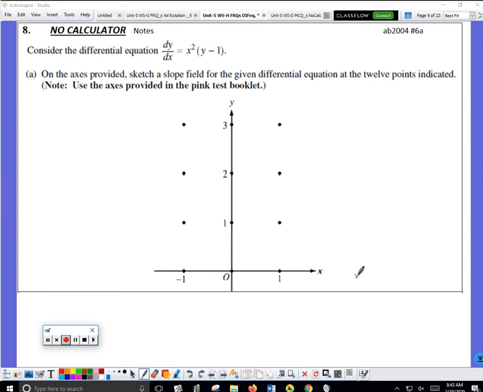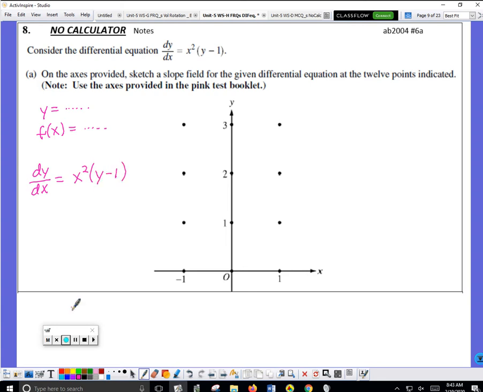dy/dx means the tangent slope of the graph of y. So there's some graph out there, y equals something or other, I don't know what. Or you could call it f of x equals something. I don't know the equation. This is saying the derivative, or tangent slope, of that equation follows this formula. So the derivative of the equation is x squared multiplied by y minus 1.